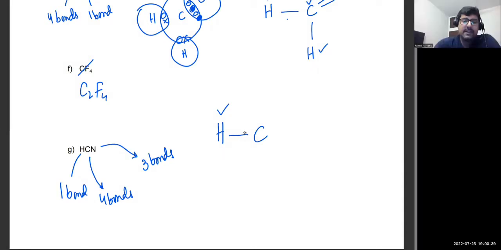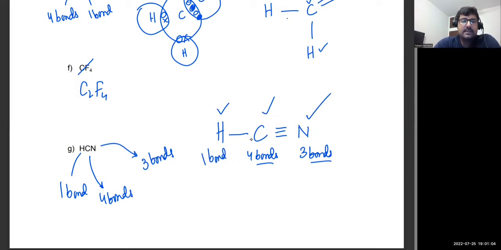Okay, so you're only left with nitrogen. So the remaining 3 bonds are with nitrogen. So the 4 bonds are done. The 3 bonds over here are also done, and this wanted to make one bond, so that is also done.